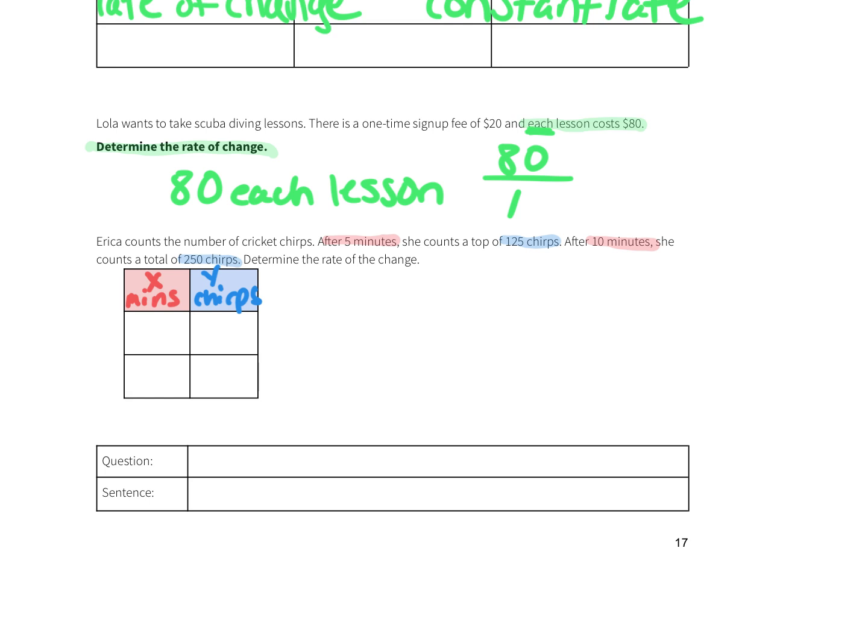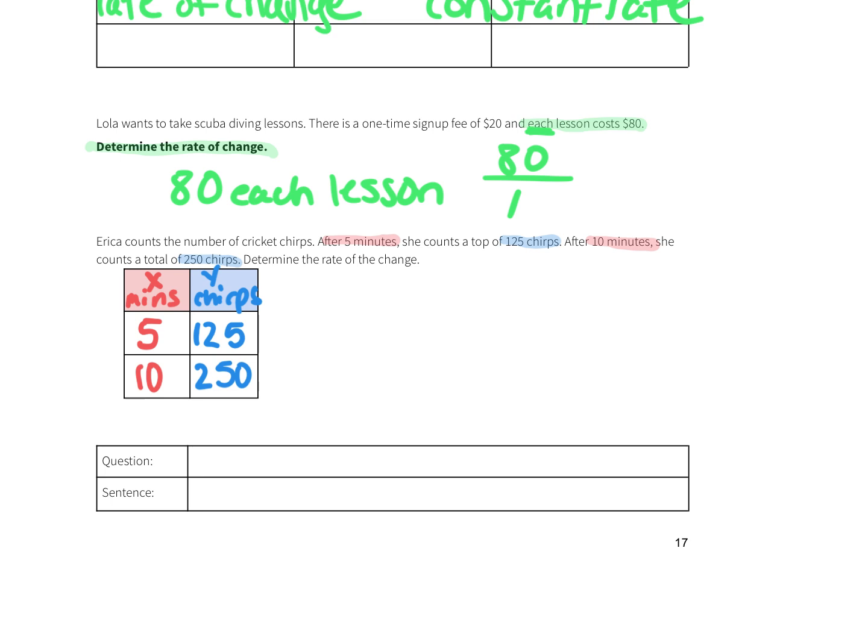At 5 minutes, there are 125 chirps. Let's go to the next one. At 10 minutes, there are 250 chirps. Now, to find the rate of change, I'm going to use my slope formula.